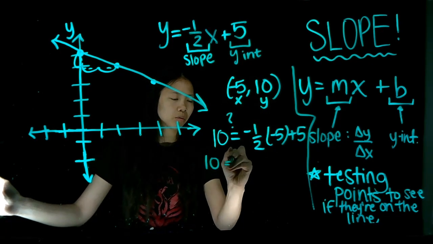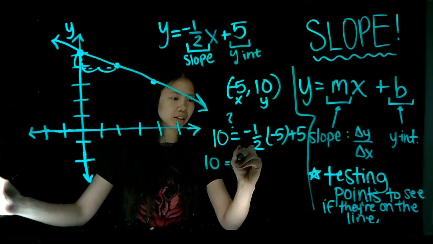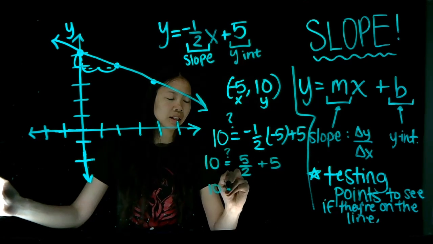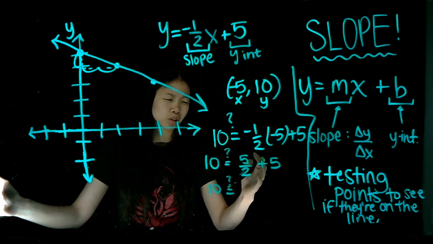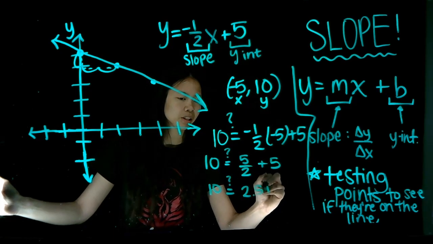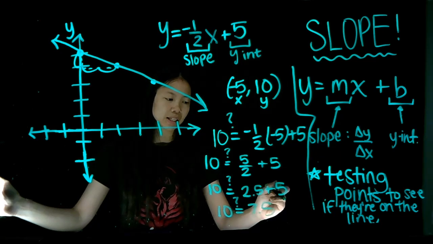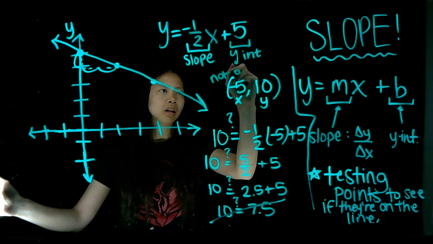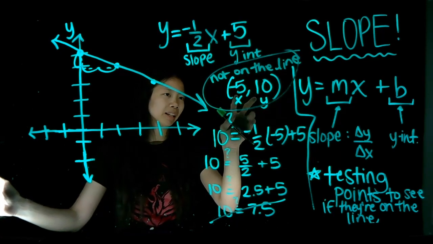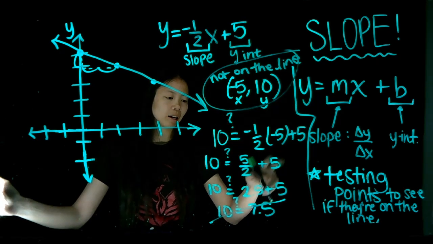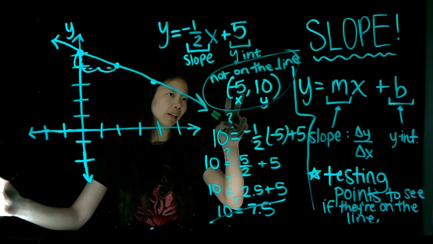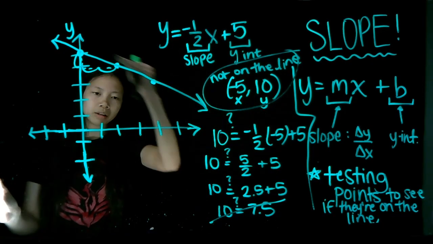We got 10 equals -1/2 times -5, which is +5/2. Does 10 equal 5 over 2, which is the same as 2.5, so we got 2.5 plus 5, and then we got 10. Does that equal 7.5? The answer is no, it doesn't. So I would say that this point is not on the line, because when I plug in -5 for x, I got out 7.5 and not 10. So I know that (-5, 10) is not on my line when I graph it.